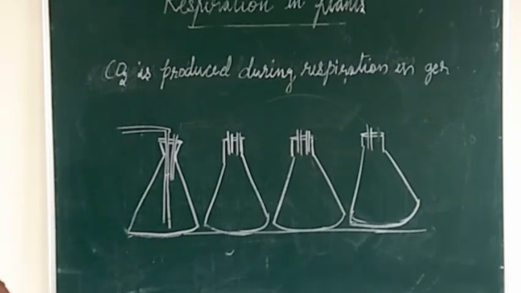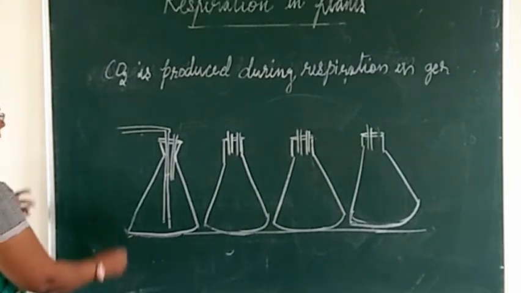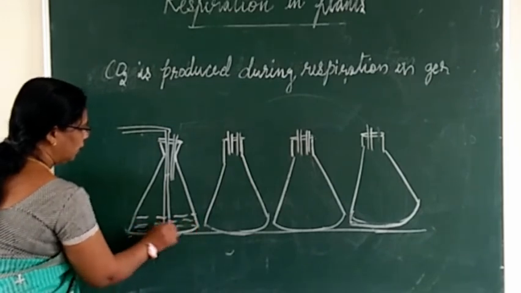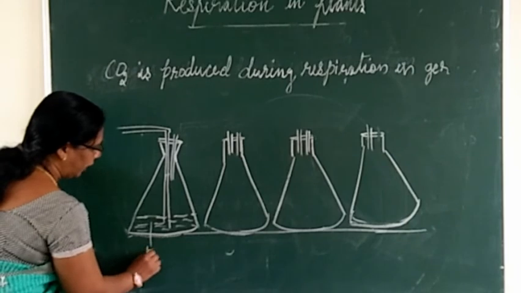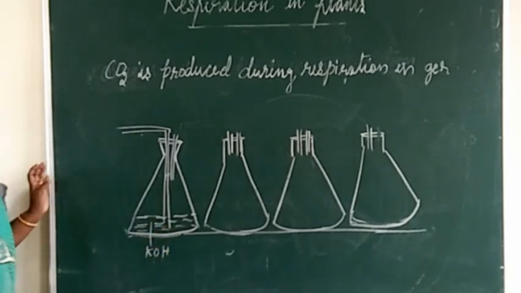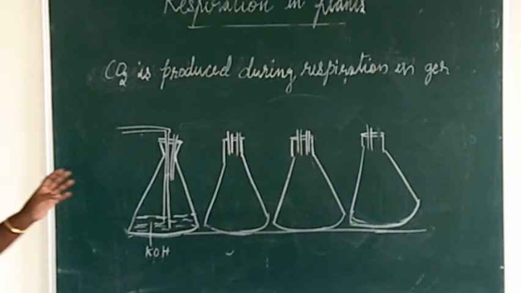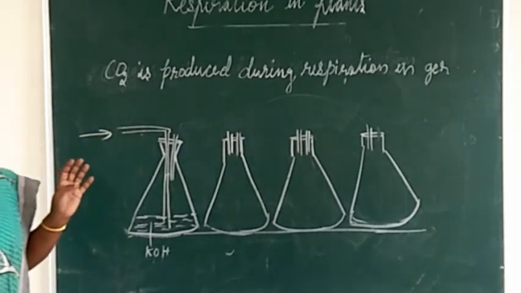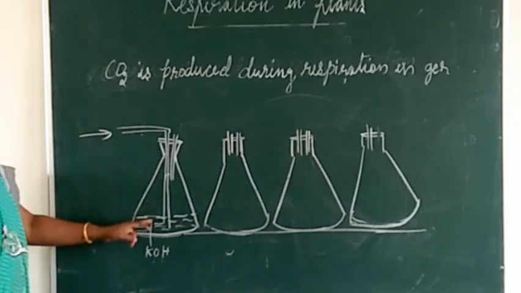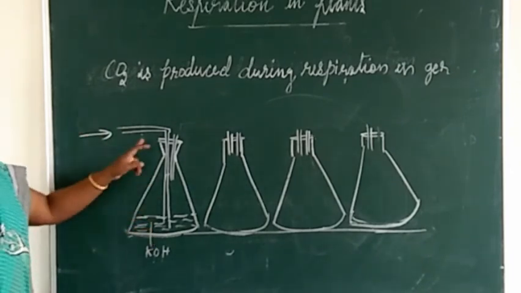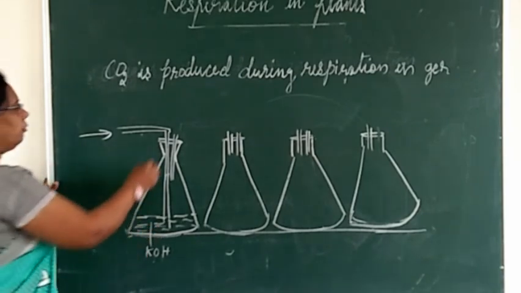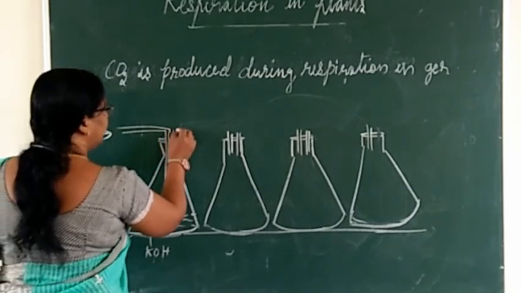In the first conical flask you have to take what? KOH, that is potassium hydroxide solution, so that the air enters from here. As you know, the air contains carbon dioxide. If the air goes into this KOH solution, all the carbon dioxide will be absorbed here. Then it goes to the second one, from here another bent glass tube is kept.